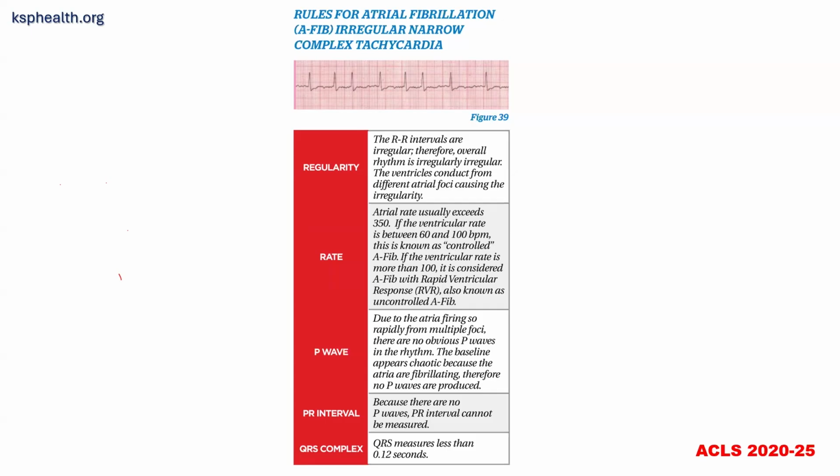Due to the atria firing so rapidly from multiple foci, there are no obvious P waves in the rhythm. The baseline appears chaotic because the atria are fibrillating, therefore no P waves are produced in front of the QRS complex. Because there are no P waves, PR interval cannot be measured. The QRS complex is usually narrow, meaning it's less than 0.12 seconds.